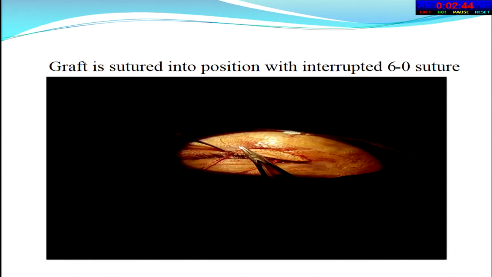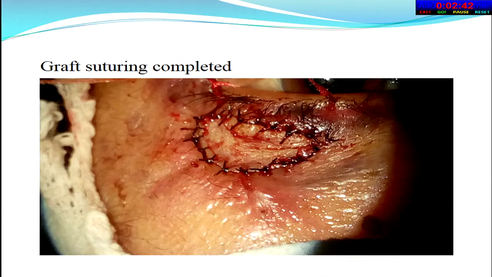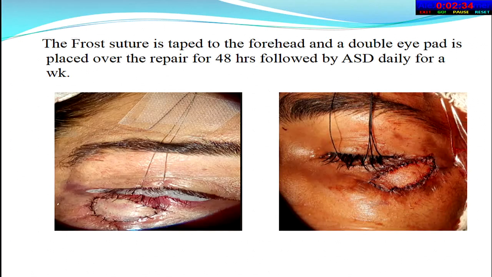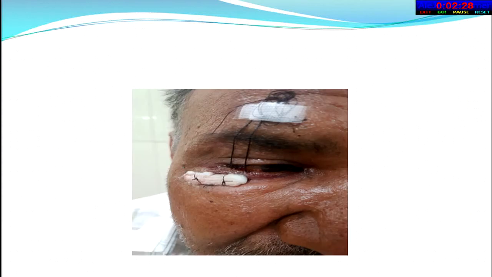It is sutured into position with 6-0 silk sutures. Completing the graft suturing, a few stab incisions are given over the grafted skin to relieve the hematoma in the first few post-op days. And a frost suture is taped to the forehead, and a double eye pad is placed over the repair for 48 hours, followed by antiseptic dressing. So you put a bolster and you give compression at the site of the graft.